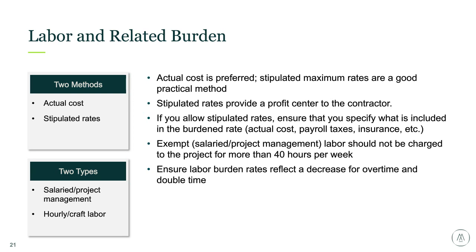If you allow stipulated rates, please ensure you clearly define what's included within the rates. If you don't clearly define it, things like PTO or all these other things could be charged to you. So whenever you have rates, make sure that you clearly define what's in them. Project management labor is typically salaried, and limiting hours worked to 40 can prevent overcharges to the owner. Labor burden rates should decrease for overtime and double time as FICA and SUTA caps have been reached. So this is a great audit procedure for actual and making sure that your rates have this stipulation within it.